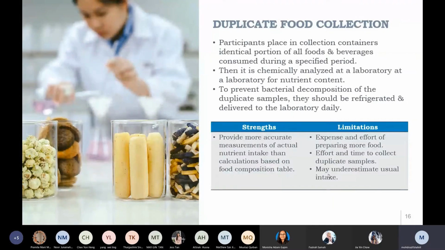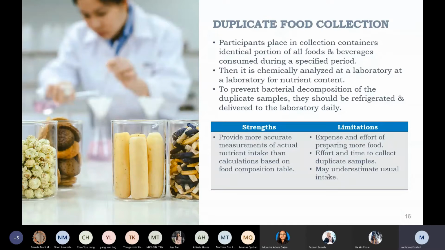So the next method is duplicate food collection. Duplicate food collection is when participants place in collection containers identical portions of all foods and beverages consumed during a specified period. Then the samples will be chemically analyzed at the level 3 for nutrient content. And of course, when we store foods for a longer time, there will be bacterial decomposition of the samples. Therefore, we must refrigerate the samples which are being delivered to the level 3 daily.